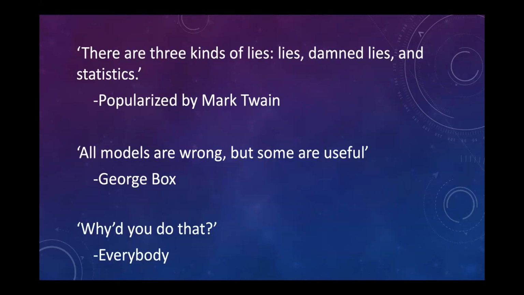So I like to start with this slide. I think it's kind of funny and it sets a good tone. So there are three kinds of lies: there's lies, damned lies, and then there's statistics. No one really knows who said this, but it was popularized by Mark Twain. Another one that I'm sure everyone's heard, all models are wrong, but some are useful, by George Box. And then my favorite, why'd you do that? So you might hear that in your code reviews from management.